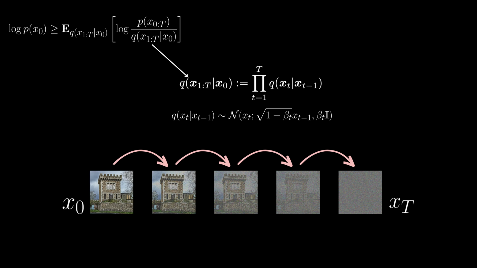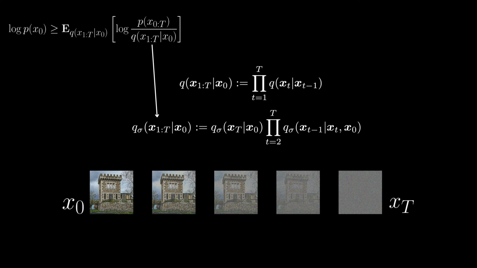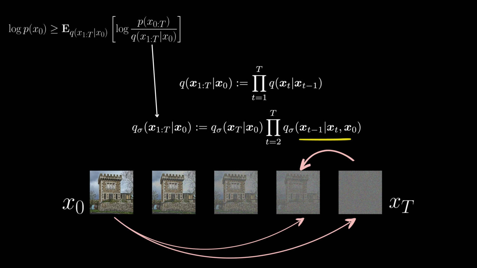The authors of DDIM instead define a family of distributions q sigma, where the joint distribution is factorized in this manner. So with this factorization, notice the change in how one would generate the sequence of noisy images or latents. Given a clean image x0, we first would generate xt, that is the last latent. Then given xt and x0, we generate xt minus 1. Then given xt minus 1 and x0, we generate xt minus 2, and so on.